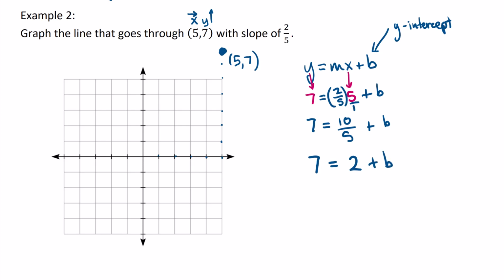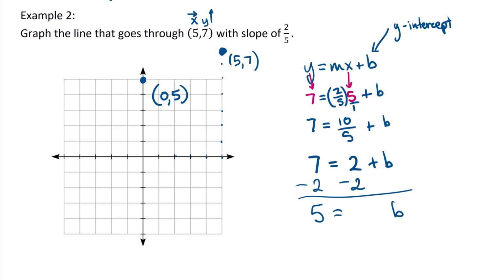Now, what plus 2 gives me 7? That means I need a 5, I think. Let's subtract 2 from both sides. b equals 5. So my y-intercept is at 5. So now I have another point. 0 in the x direction, 5 in the y direction.